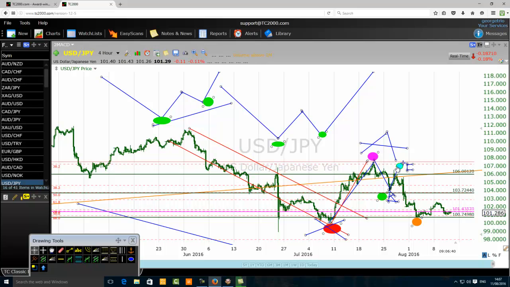All right, so this is point C here. The B to C should be between 38.2% and 88.6% Fibonacci retracement level of AB. So the point A is the pink spot here, the point B, and we want the B to C to be between 38.2% and 88.6% Fibonacci retracement level of AB.